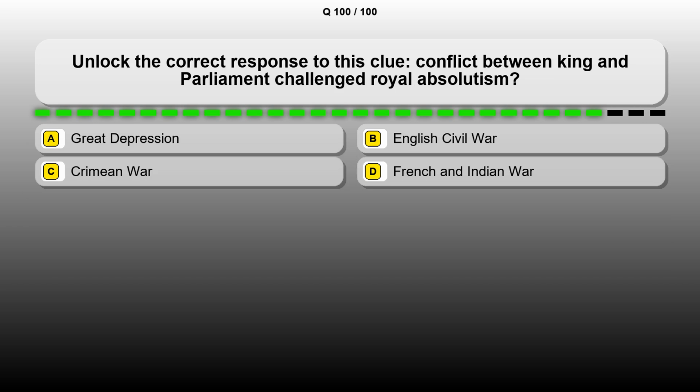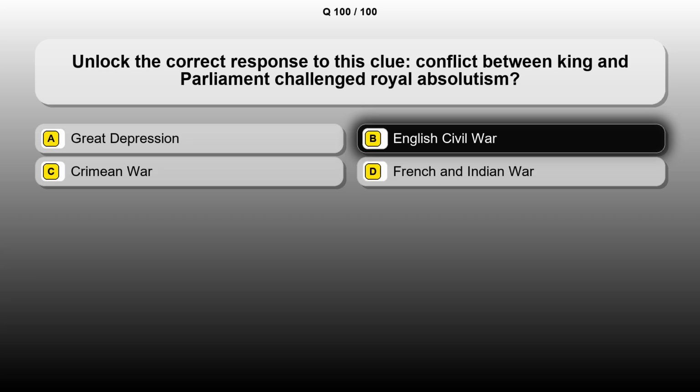Question 100. Unlock the correct response to this clue. Conflict between king and parliament challenged royal absolutism. Option A, Great Depression. Option B, English Civil War. Option C, Crimean War. Option D, French and Indian War.